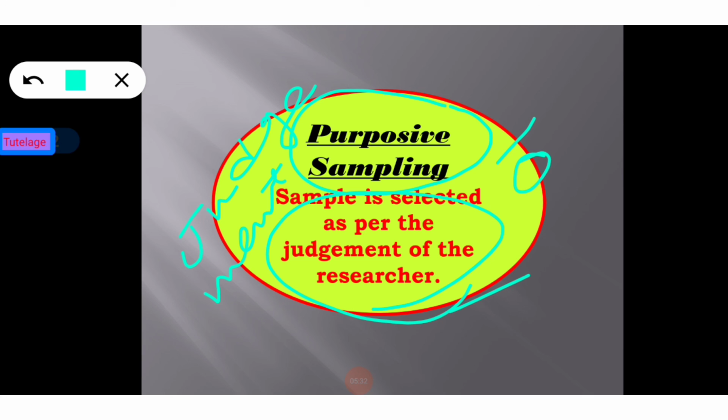Such a sample may not be a representative sample, because we all know that a sample is the true representative of the total population, but the samples used in purposive sampling may not be a representative sample of the total population, because in this sampling the population size is very small. I think this is clear.